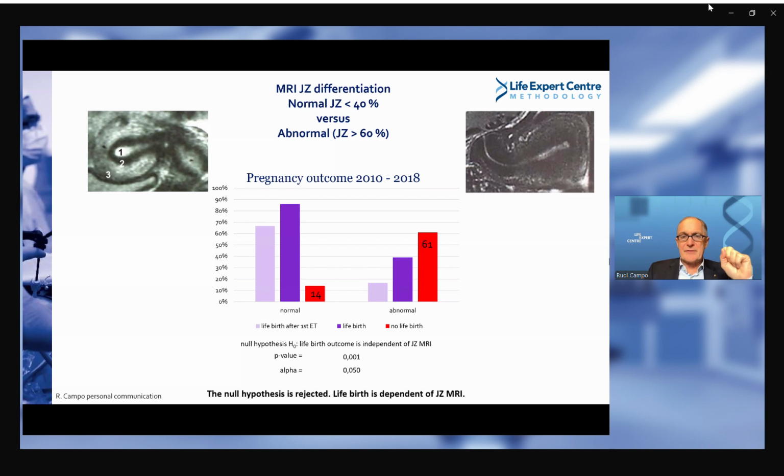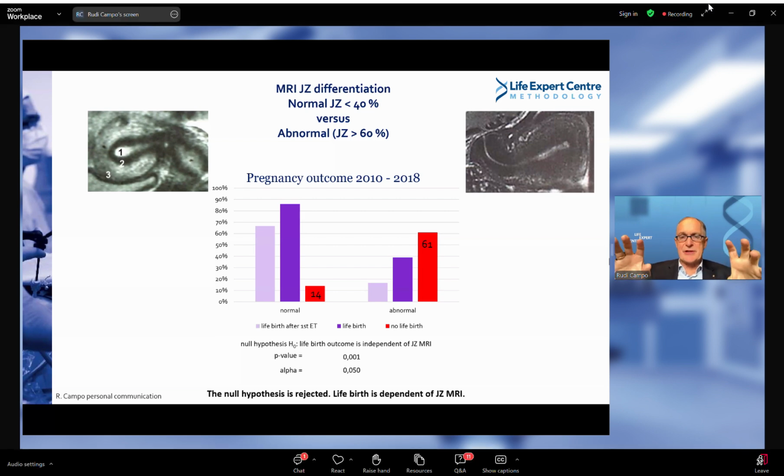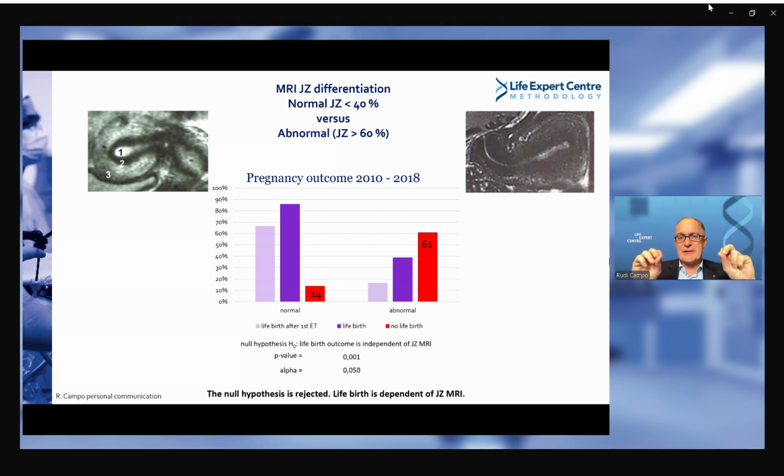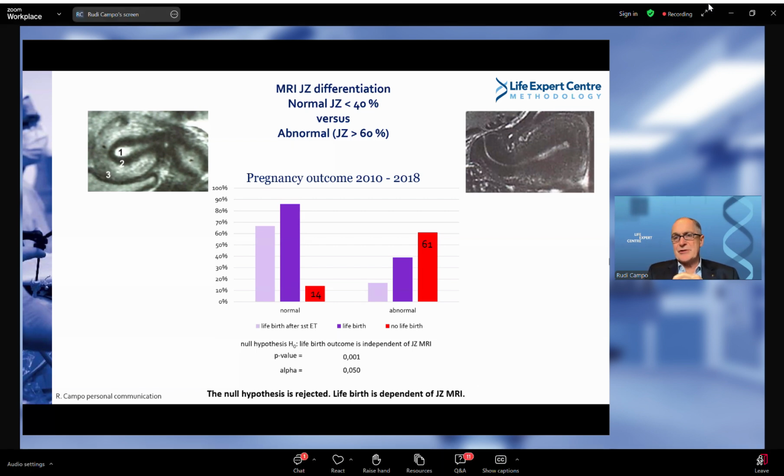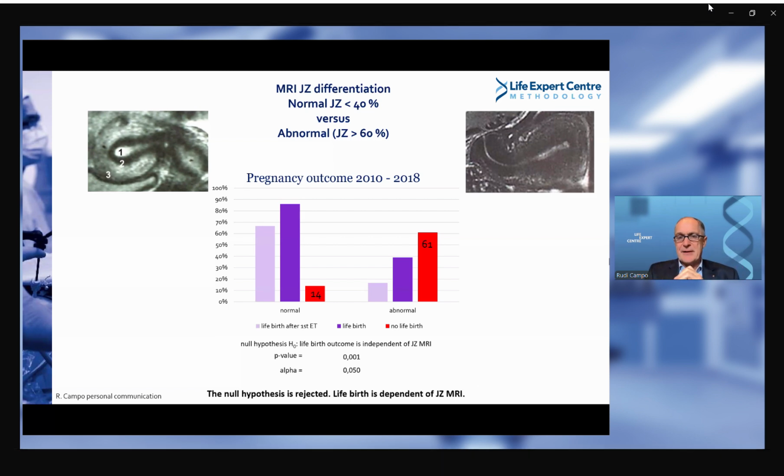The second very interesting observation is what we did between 2010 and 2018. We compared normal junctional zone differentiation and total loss of junctional zone differentiation in egg donation patients, and we see that the null hypothesis is rejected. Live birth is dependent on the junctional zone myometrium. In the normal group, we only have 14% failure; in the abnormal group, 61% failure.